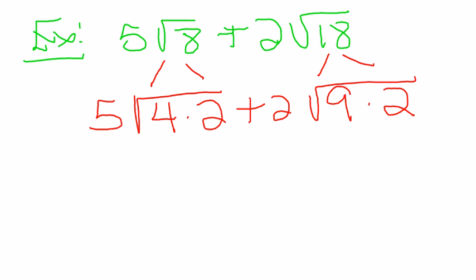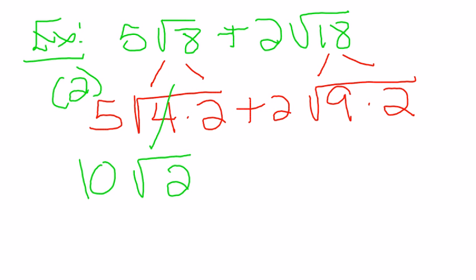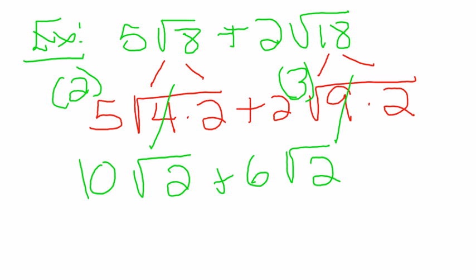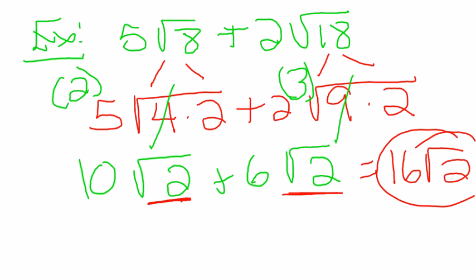Okay, so in this first one, the square root of 4 is 2. It gets kicked out, so I have 10 square root of 2. Square root of 9 is 3. So I have 6 square root of 2. So you can see here that after simplifying those radicals individually, I do have like radicals, square root of 2. So I'm going to end up with 16 square root of 2.